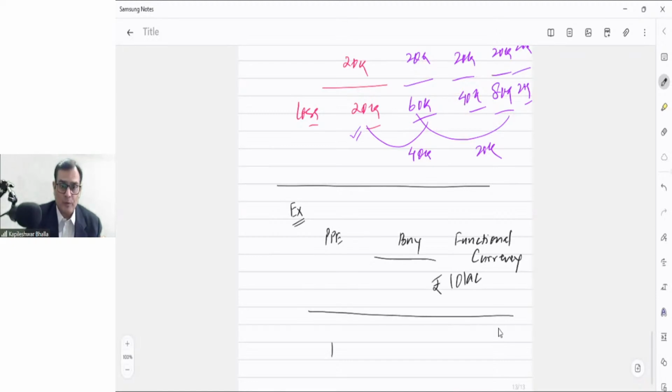Let's take a case where a PPE is going to be bought at a later date. You've entered into the contract today. But you said that I'm going to buy this machinery at a later date. And let's say you're going to buy this in a foreign currency. Instead of a functional currency, you're going to buy this in foreign currency, let's say to the extent of $40,000. Do you think my outflows will vary in this particular case?